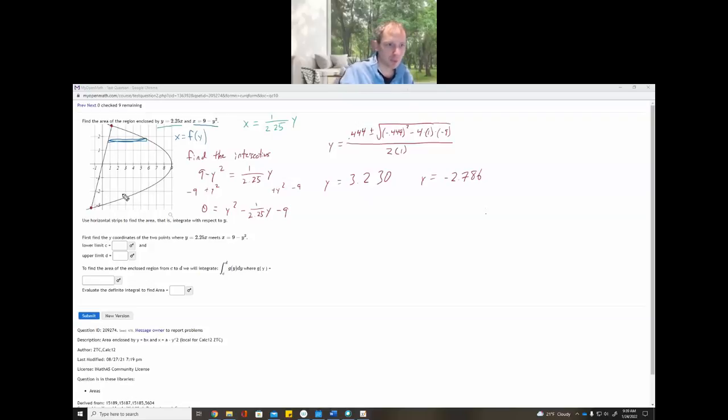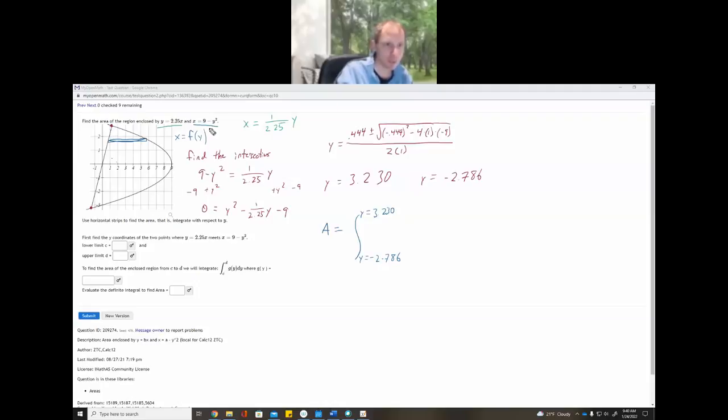So those y values are going to be our limits of integration. So then the area between the two curves is going to be the integral from y equals negative 2.786 to y equals 3.230, and then I'm just going to take the difference of the curves. Now what we typically want to do is take the right side minus the left side. If we get them mixed up, we'll just be exactly off by a negative. So it's not too big a deal.